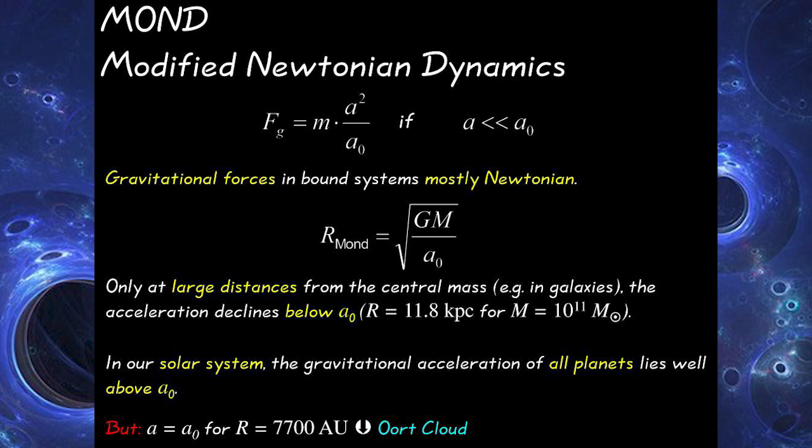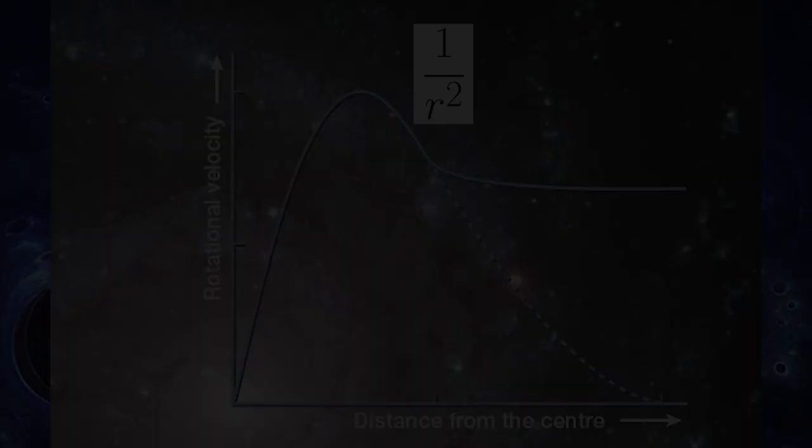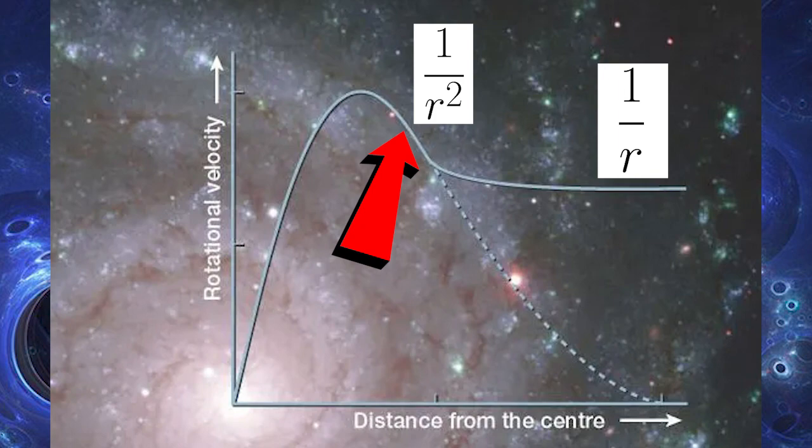rotational curves of galaxies. Milgrom hypothesized that when the gravitational acceleration felt by a star drops below a certain level, precisely 0.00000000012 meters per second squared, or 100 billion times weaker than that which we feel at the surface of the Earth, gravity somehow switches from an inverse square law to something close to an inverse distance law. Above this scale, everything is normal and Newtonian. But below this scale, things get strange.